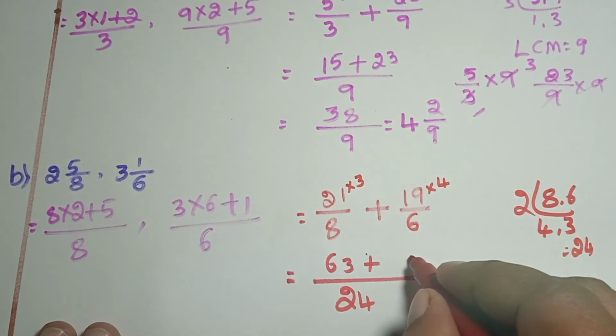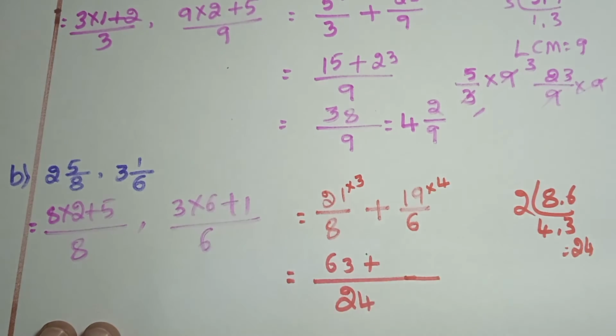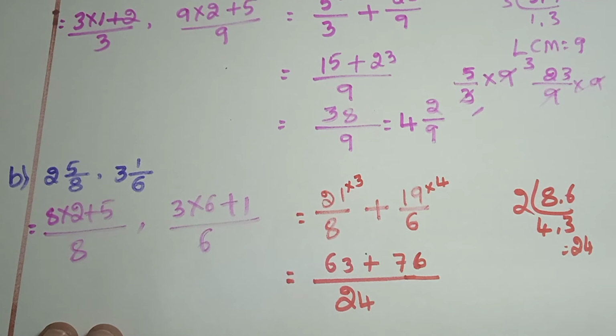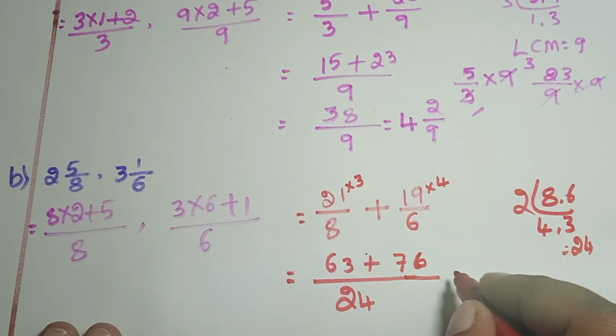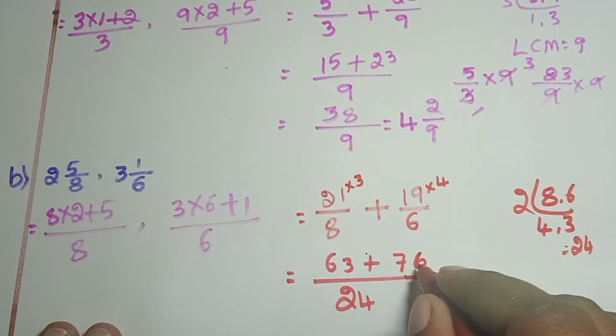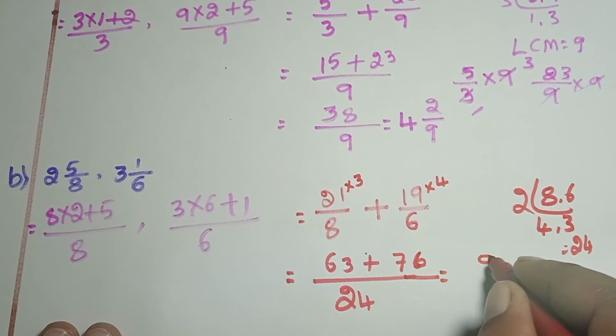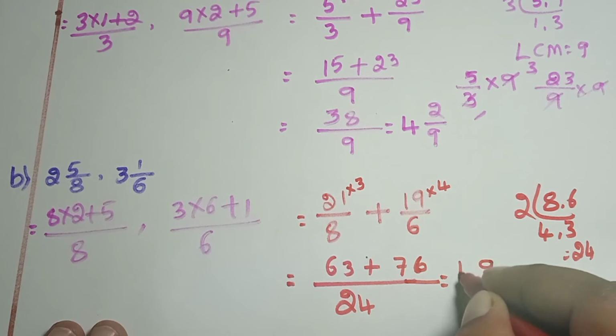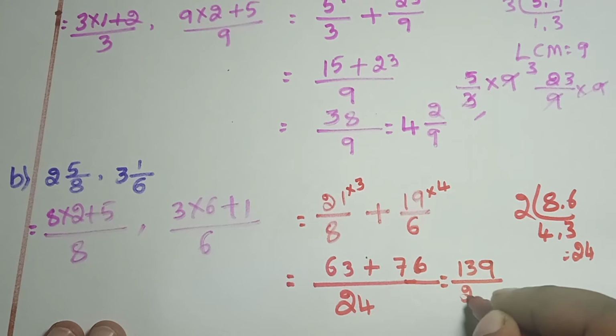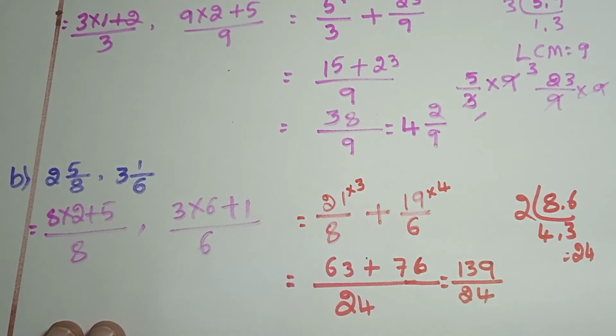Yes, 4 nines are how much? Okay, correct now, children. 4 nines are, or else you should do 19 fours directly. 19 fours are 76. Now add these numbers. Okay, 63 plus 76. 6 plus 3, 9. 6 plus 7, 13 divided by 24. Okay, easy now, children.